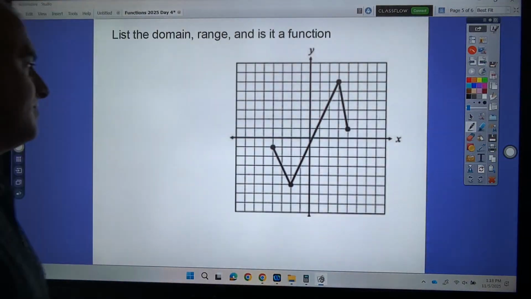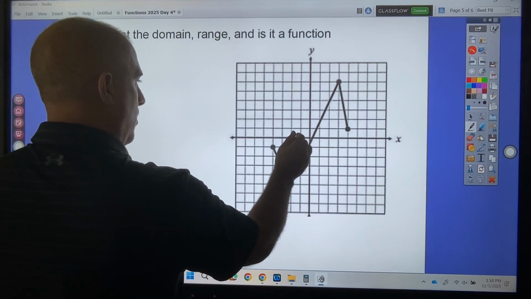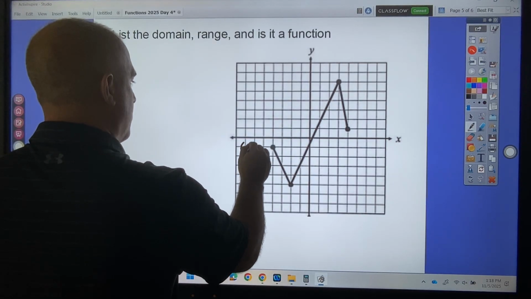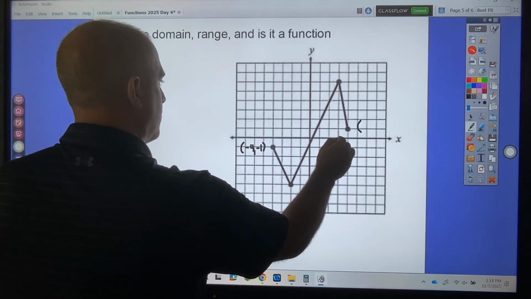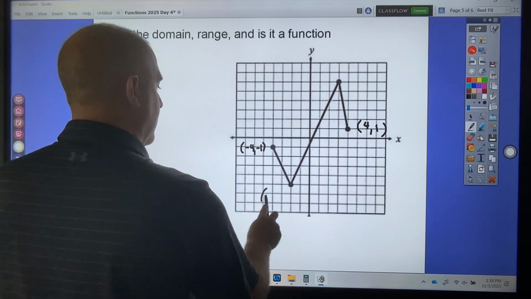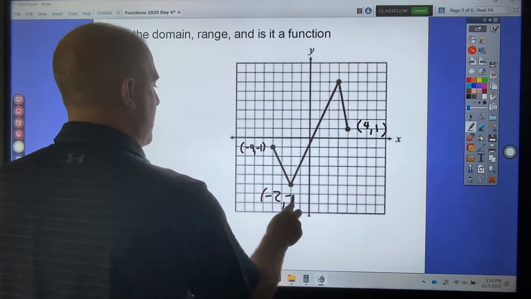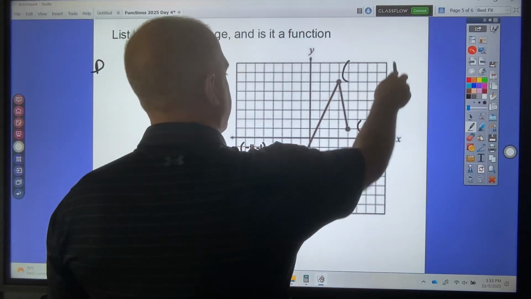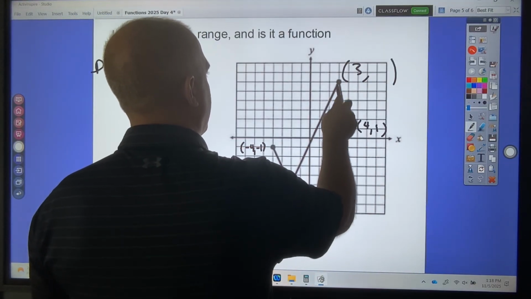Okay, now this one. Okay, I got to label a bunch of things. 1, 2, 3, 4. This is -4, -1. Got to label this other endpoint. 1, 2, 3, 4, 4, 1. I got to label these turns. -2 over 1, 2, 3, 4, 5 down. This turn up here. 1, 2, 3. 1, 2, 3, 4, 5, 6.